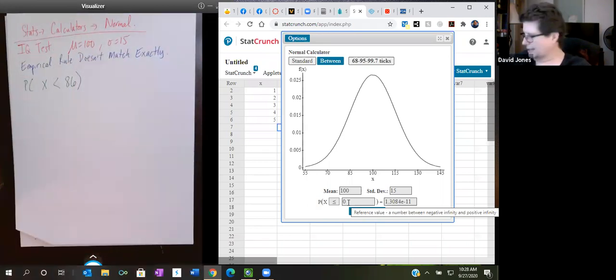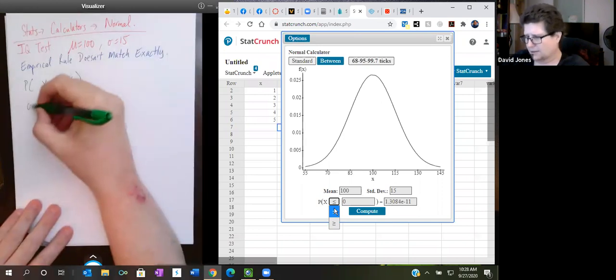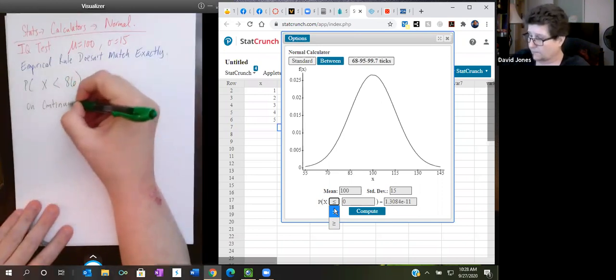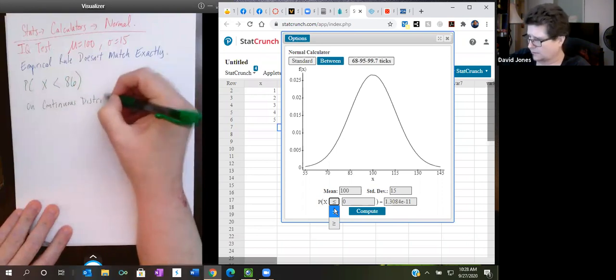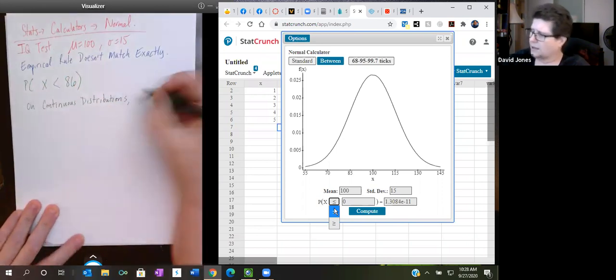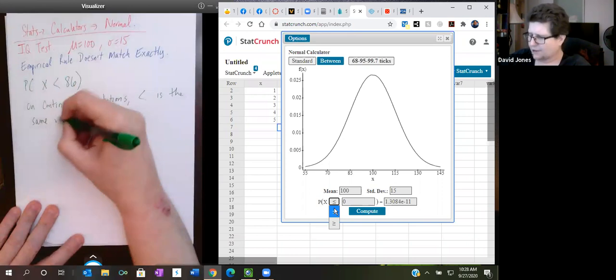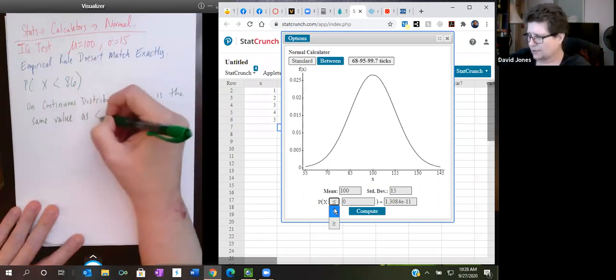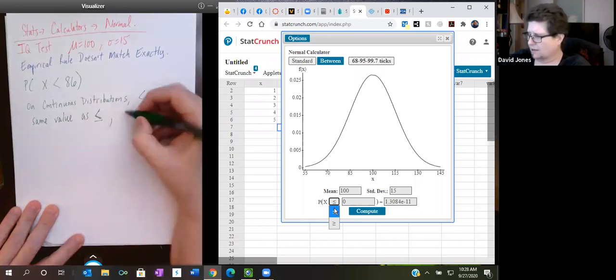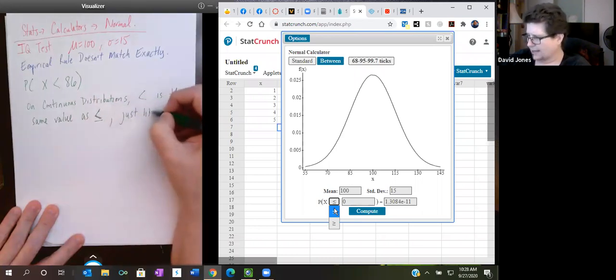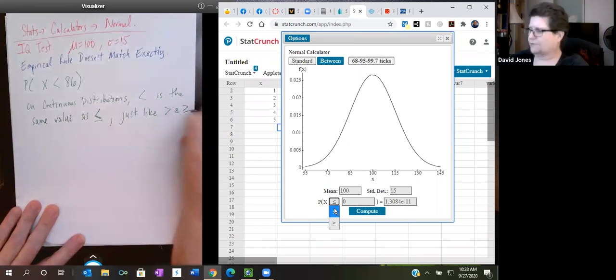Below 86 would be like that. Do I have that option? No, I don't. I can't do less than or equal or less than. On the normal, on these continuous distributions, less than is the same value as less than or equal to, just like greater than and greater than or equal to.